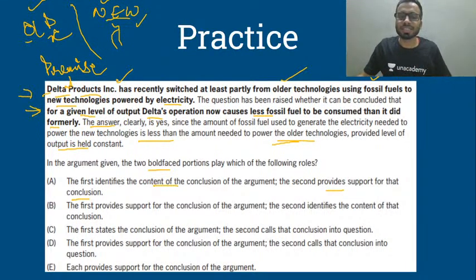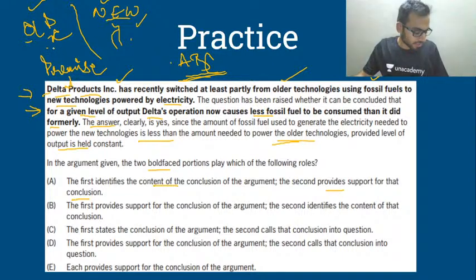Now we start building towards the conclusion by saying the question has been raised whether it can be concluded that for a given level of output, say ABC is your output, operations now cause less fossil fuel to be consumed than it did formerly. So they are saying if we have to produce ABC in the old and ABC in the new, the question is, for this level, does Delta use less fossil fuel today than it did formerly?